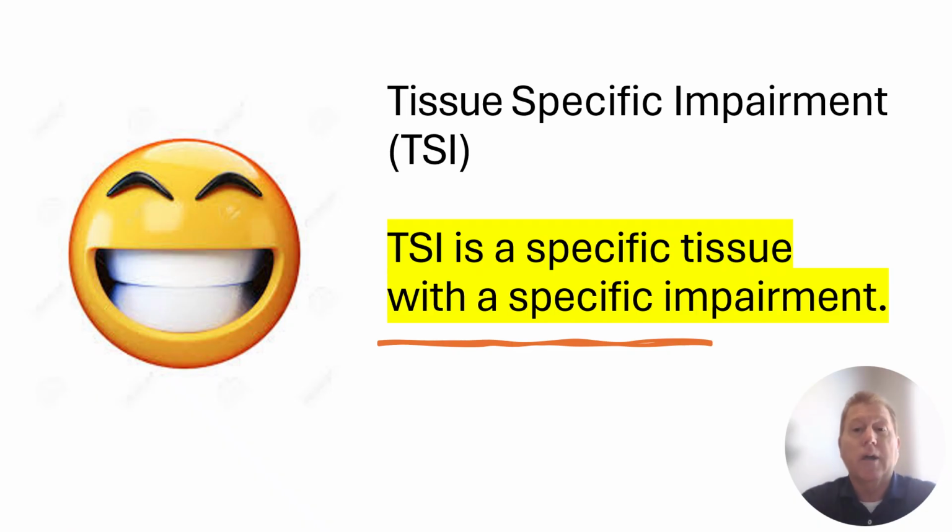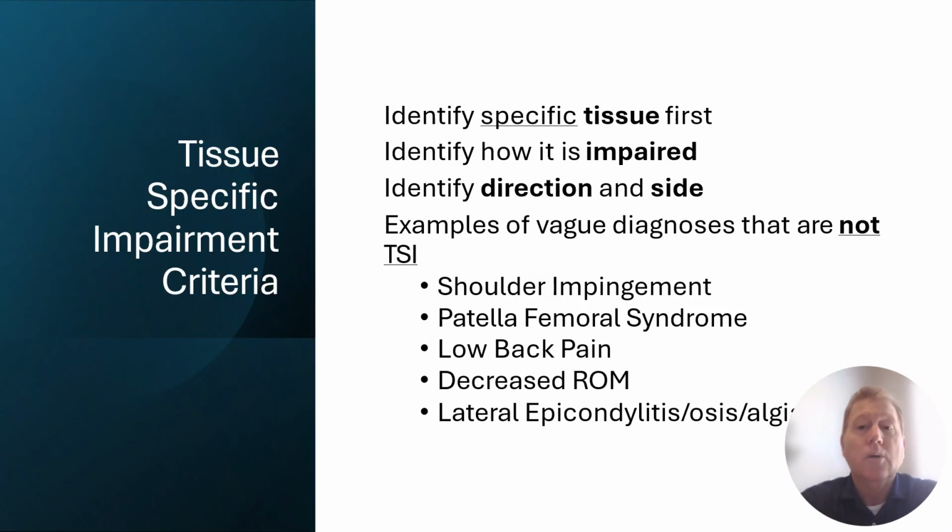All right, so what we're looking at is tissue-specific impairment. If we're defining what a TSI is, it is simply a specific tissue with a specific impairment. I know I used the word in the definition. We're not supposed to do that, but in this case, it makes perfect sense. It is a specific tissue with a specific impairment. So we have identified a specific tissue, we identify how it's impaired, and then we identify the direction and side, right or left.